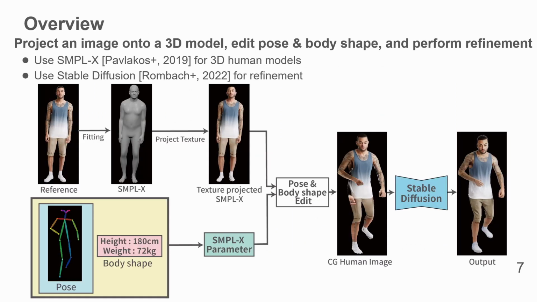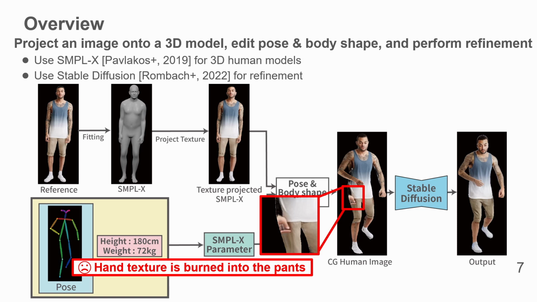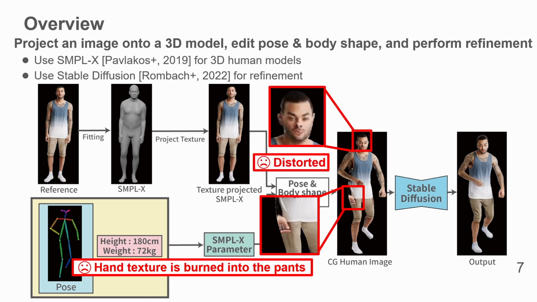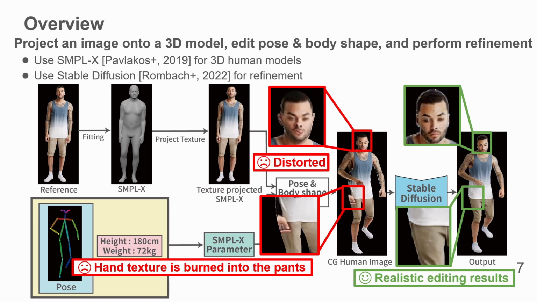This is the overview of our method. We first fit a parametric 3D human model called SMPLX to the reference image, project the reference image onto the 3D model, and then edit its pose and body shape. However, this initial result often contains unnatural artifacts. For example, the hand textures are burned into the pants, and the face is distorted. To address this issue, we refine the rough CG person image using stable diffusion.